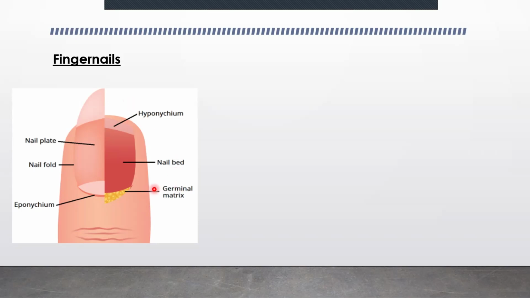So the germinal matrix will give rise to the nail plate at this point. Then the nail fold is the skin, the hyponychium is also skin. Then the nail bed is found below the nail plate. The lunula is the moon-shaped, crescent-shaped part found on the whitish part of the nail of the fingernail or the toenails.